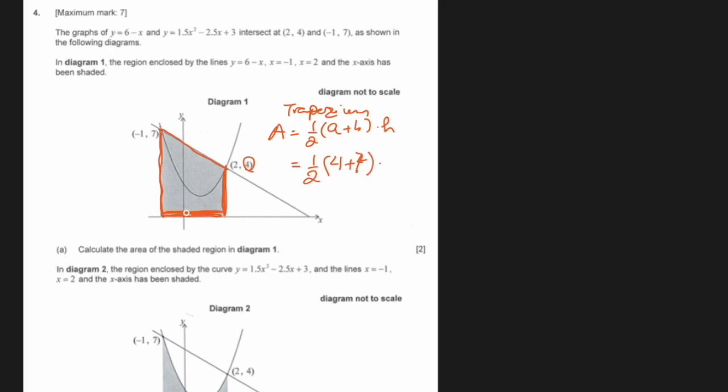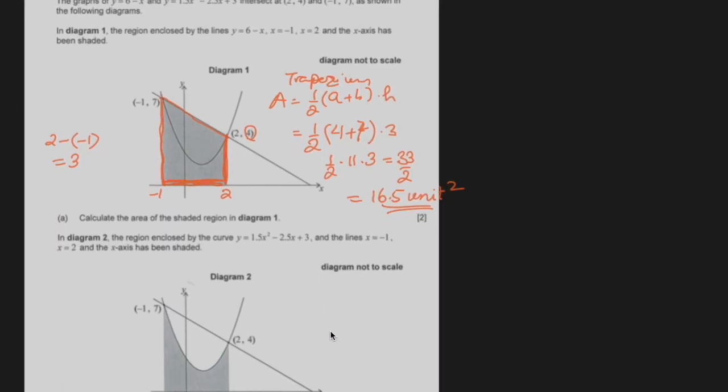This is the perpendicular height between them. This is x equal to negative 1, this is x equal to 2. So the distance between 2 and minus 1 will be 2 plus 1, which is 3. So it becomes half times 11 times 3, that is 33 divided by 2, 16.5 unit square. That's the area of the trapezium shaded part. Okay, let's move on to the second part of this.